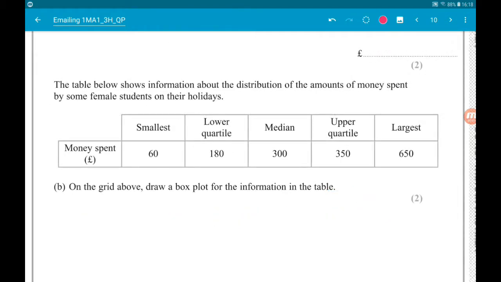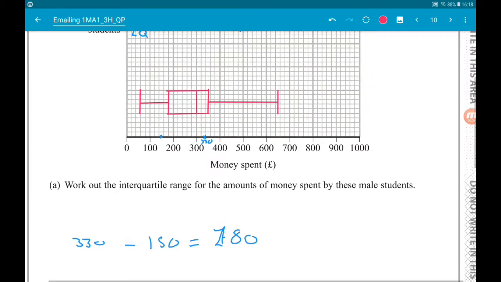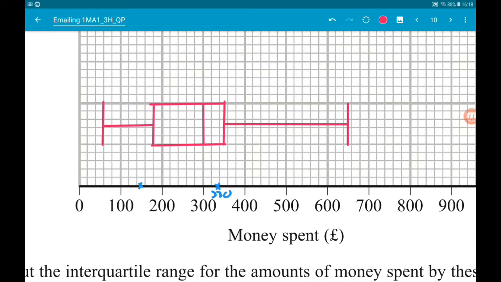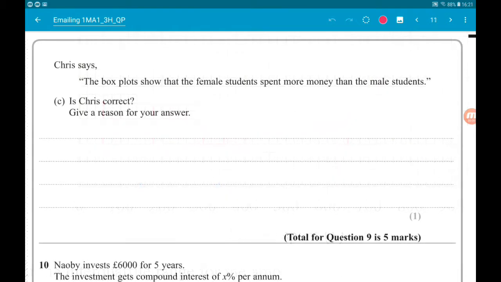Okay, then for part B, we're given some info for female students and asked to draw their box plot on the grid above. So, the smallest amount is the left hand whisker, largest amount is the right hand whisker, lower quartile is the left of the box, upper quartile, right of the box, median is the line in the middle of the box. So, you should get something looking like that.